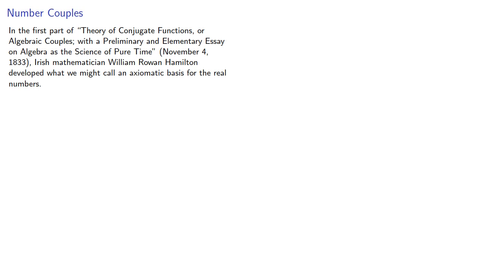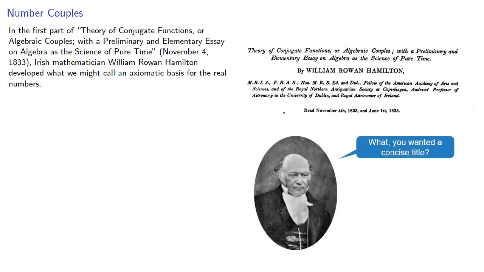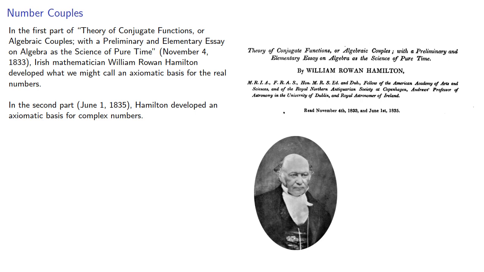In the first part of Theory of Conjugate Functions or Algebraic Couples, with a preliminary and elementary essay on algebra as the science of pure time, the Irish mathematician William Rowan Hamilton developed what we might call an axiomatic basis for the real numbers. In the second part, read on June 1, 1835, Hamilton developed an axiomatic basis for the complex numbers. Hamilton introduced algebraic couples (A, B), where we can regard A and B as real numbers.